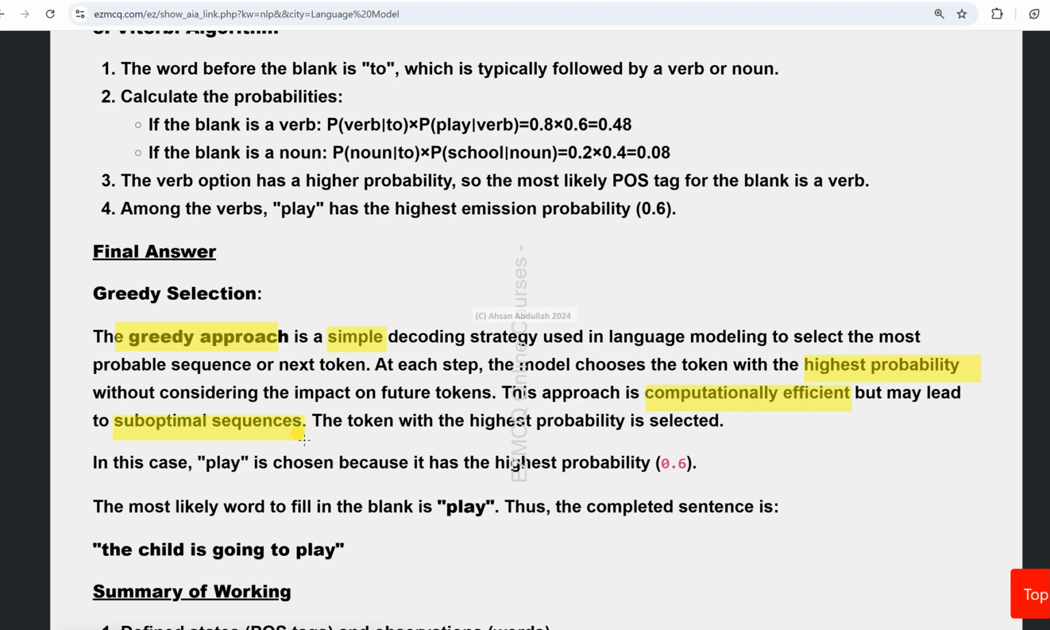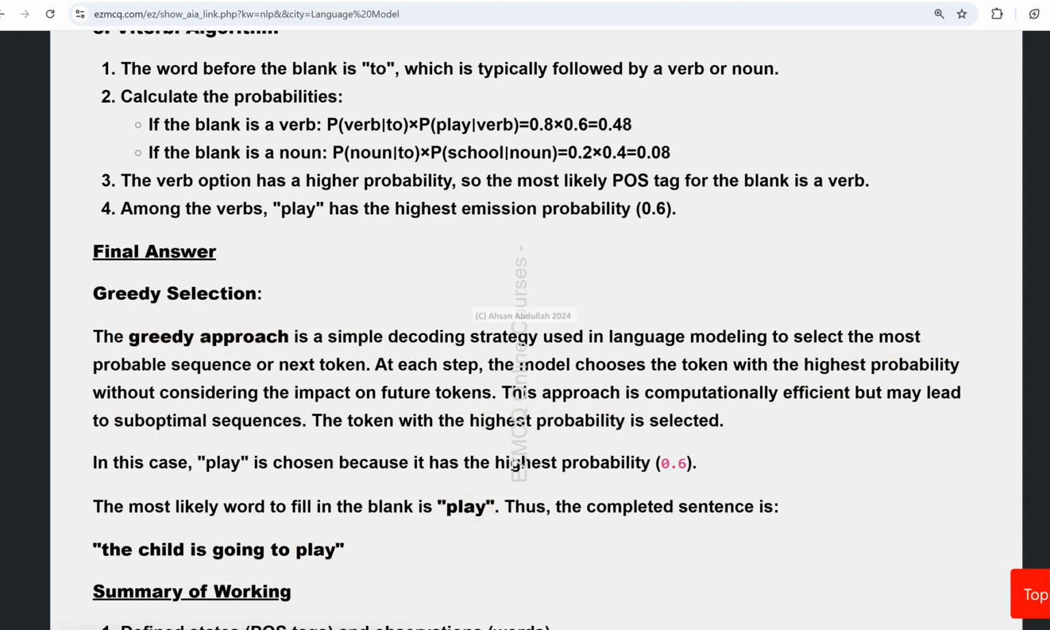It may result in wrong answers, wrong assignments also. But right now we pick the word with the highest probability, which is play. So in the blank space we will get play: the child is going to play. So this is based upon the hidden Markov model.